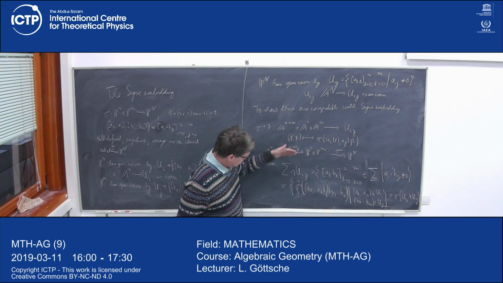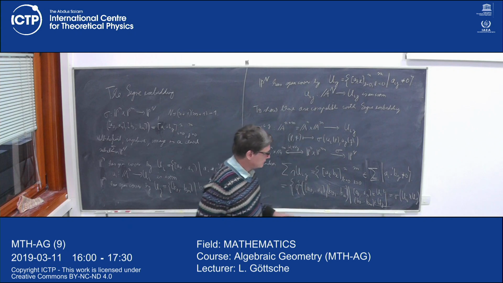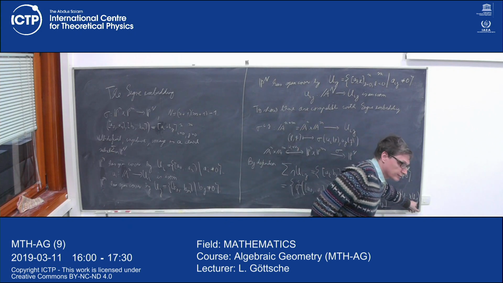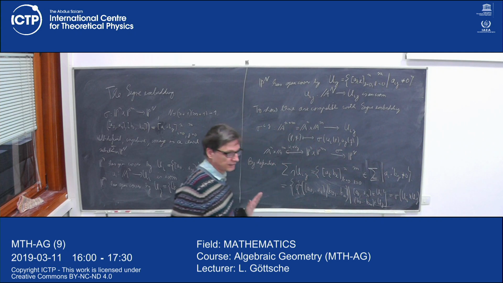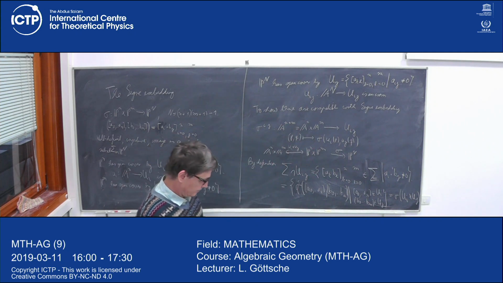So we see that the intersection with this chart of this big projective space is just the image of the product of these charts, which shows that things are really compatible with each other. So everything works as it should.